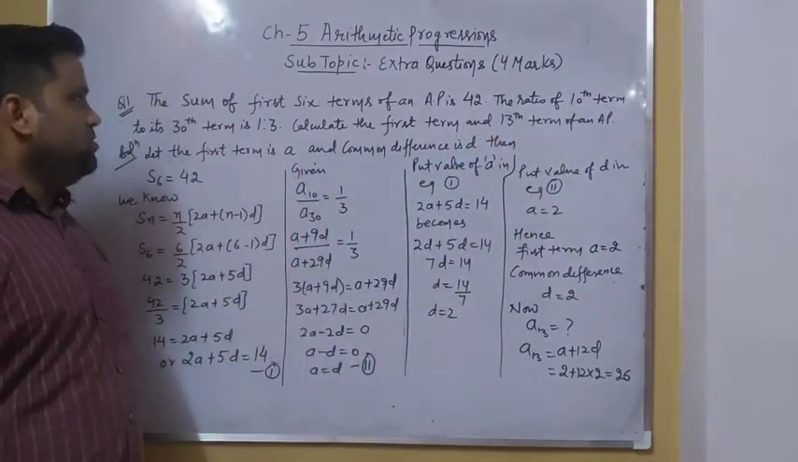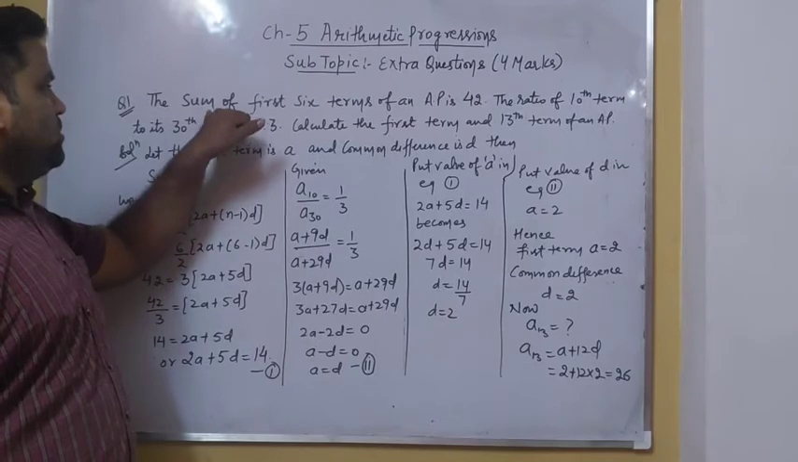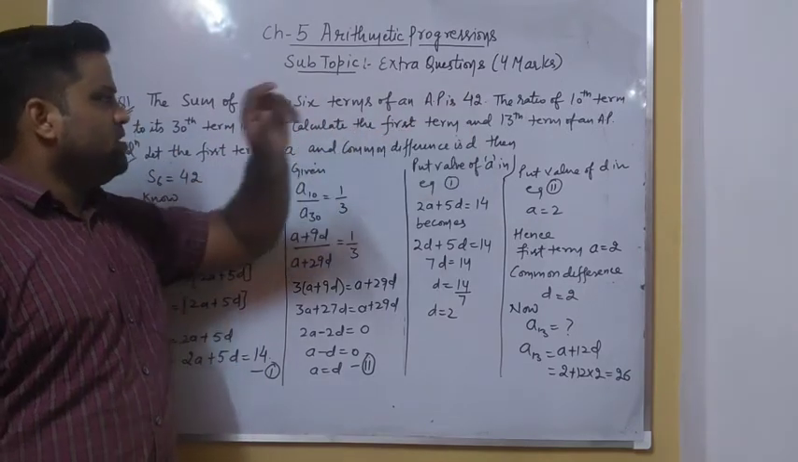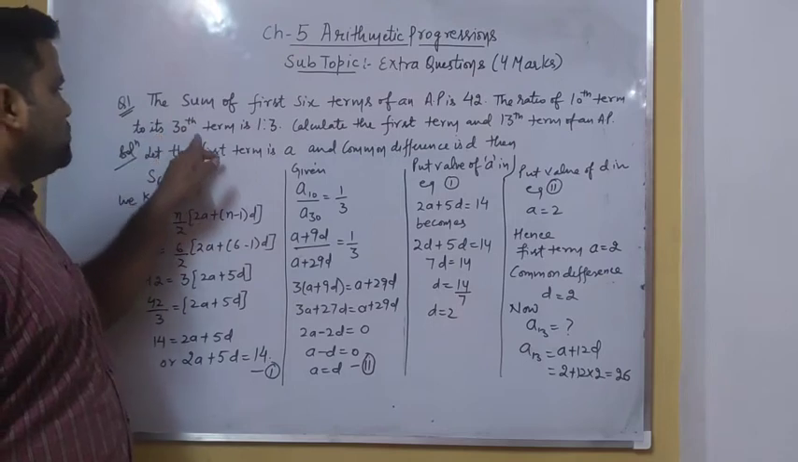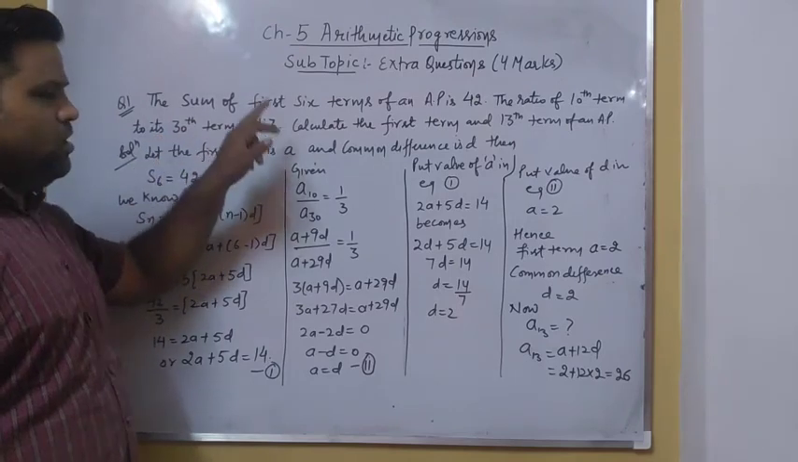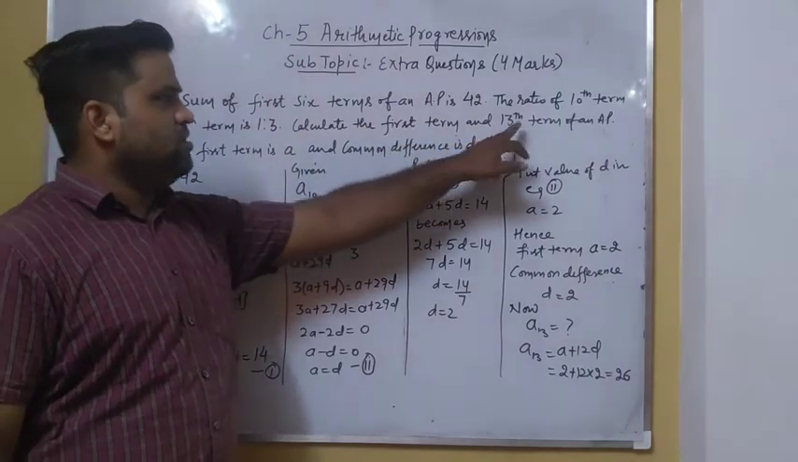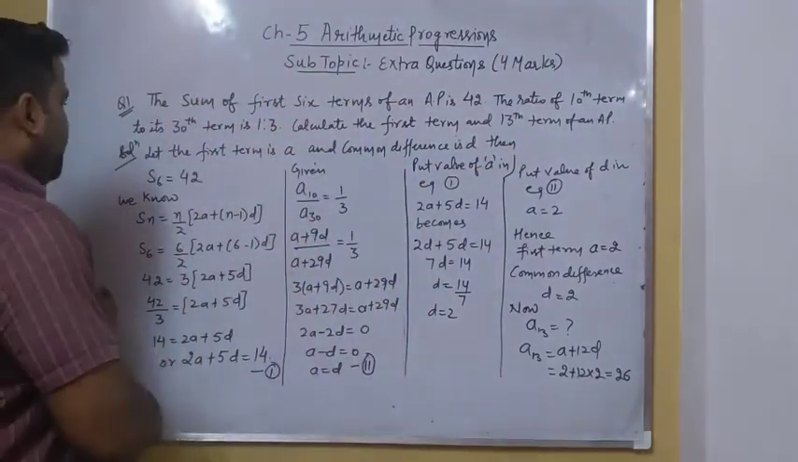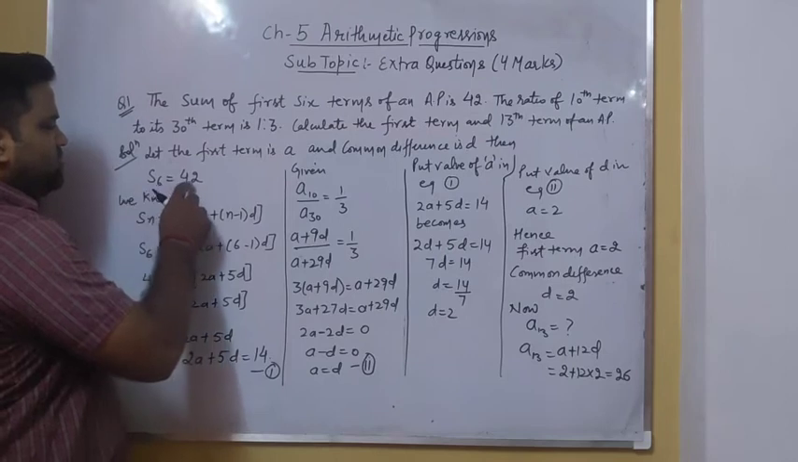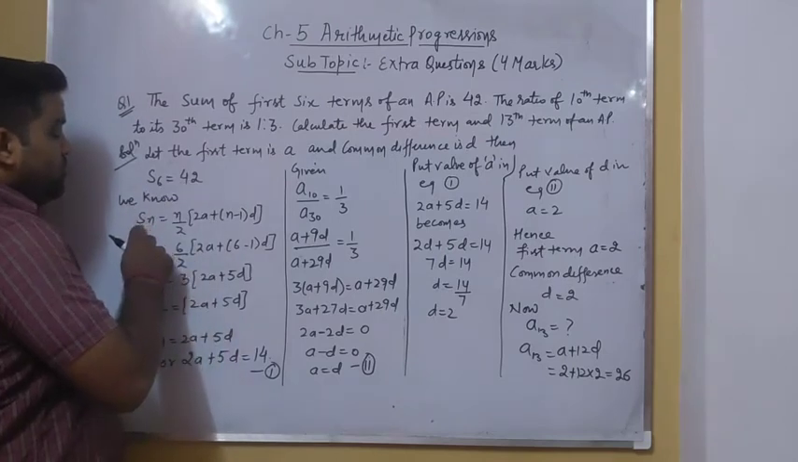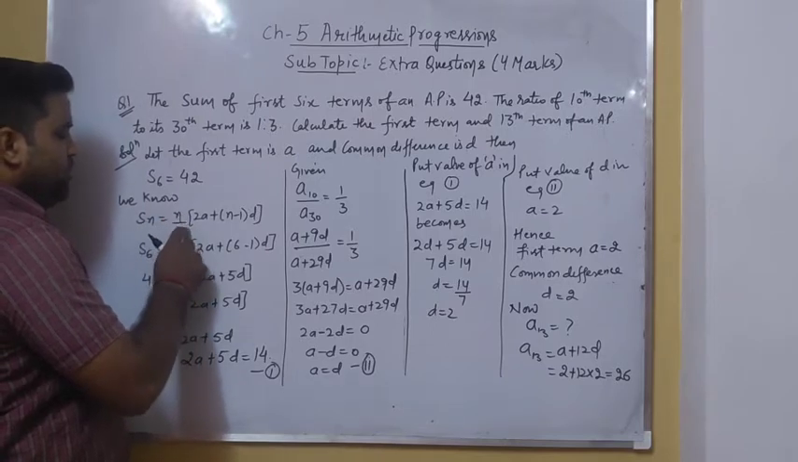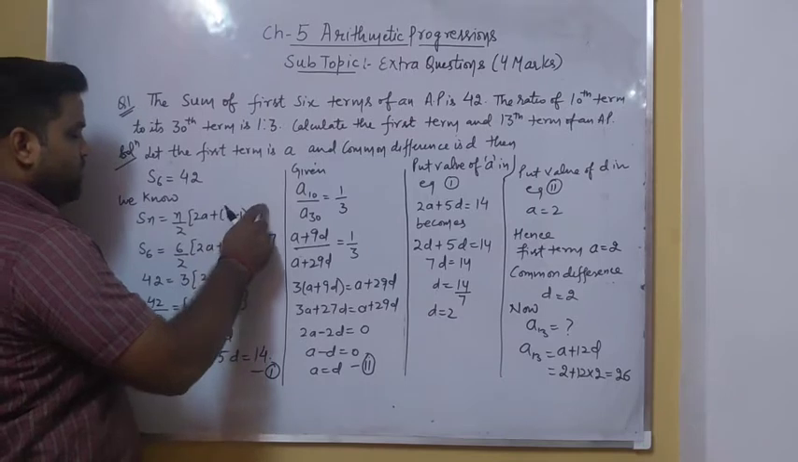In this question, we are given that the sum of the first 6 terms of an AP is 42 and the ratio of the 10th term to its 30th term is 1:3. We have to find the first term and the 13th term of the AP. Now let us come to the solution. As the sum of 6 terms is equal to 42, we know that the sum of the first n terms of an AP is given by Sn equal to n by 2 bracket 2a plus n minus 1 into d.